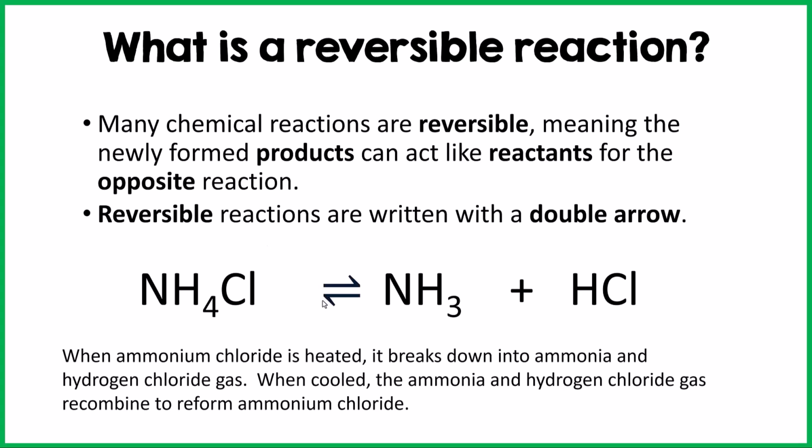So here's an example. Rather than having an arrow that only goes in one direction, we have a double arrow showing that it can move in either direction for this equation. When ammonium chloride is heated, it breaks down into ammonia and hydrogen chloride gas. When cooled, the ammonia and hydrogen chloride gas recombine to reform ammonium chloride. So these products can recombine to become reactants and then work that equation in the opposite direction. So that's a reversible reaction.